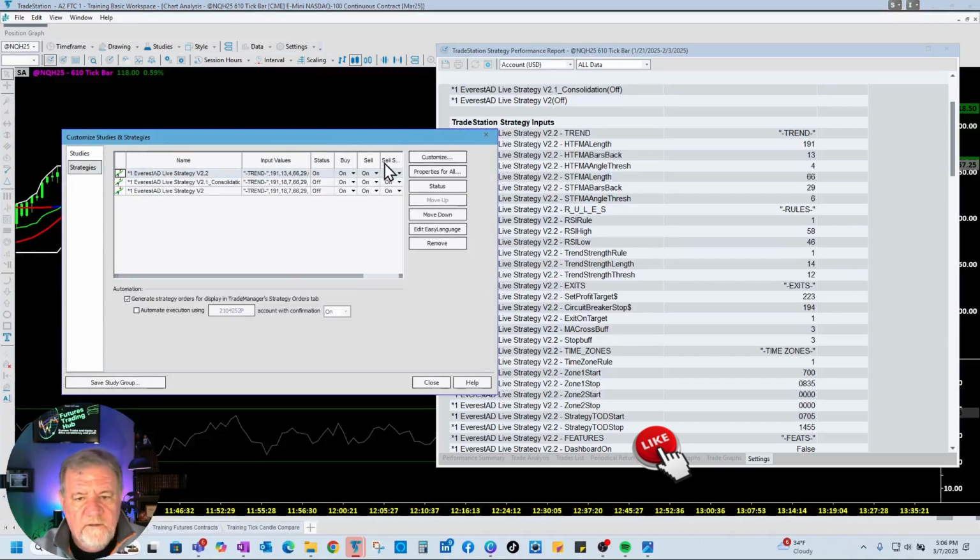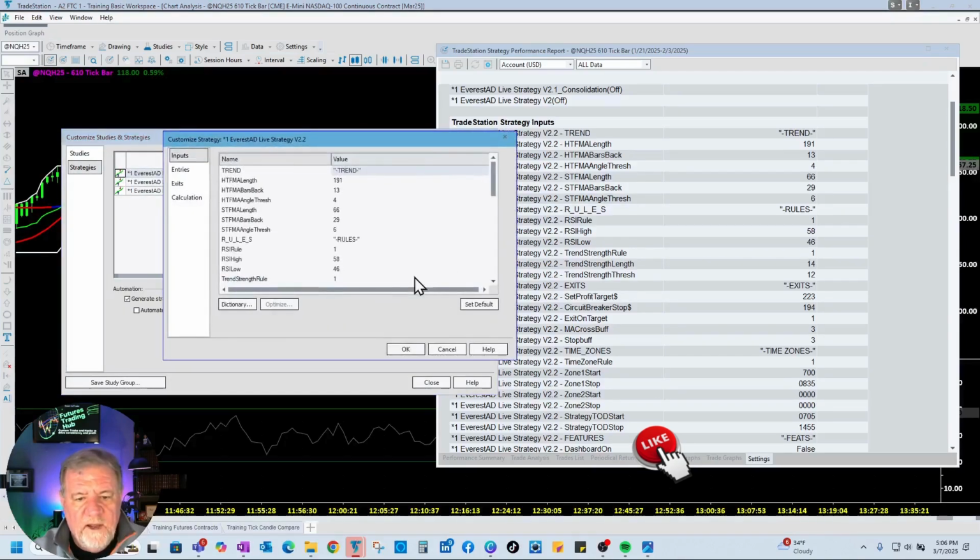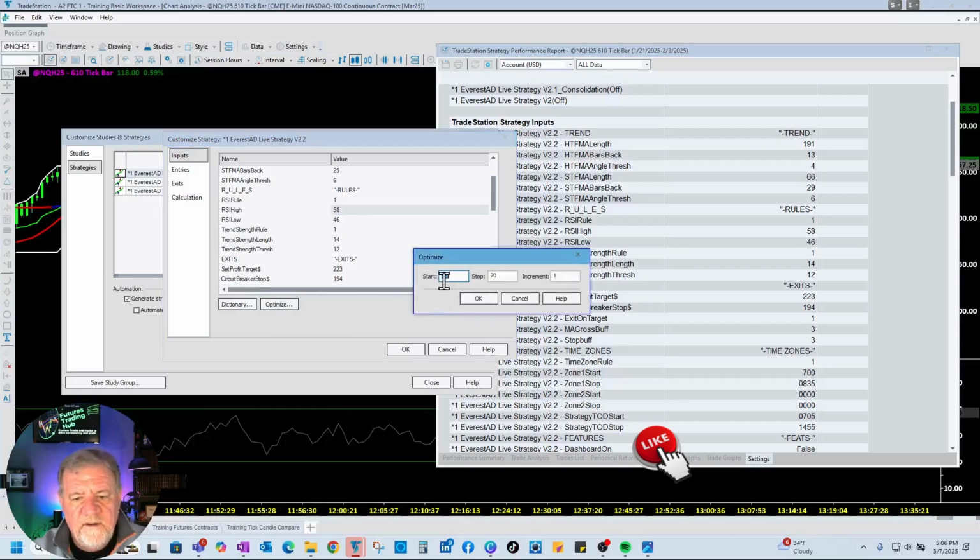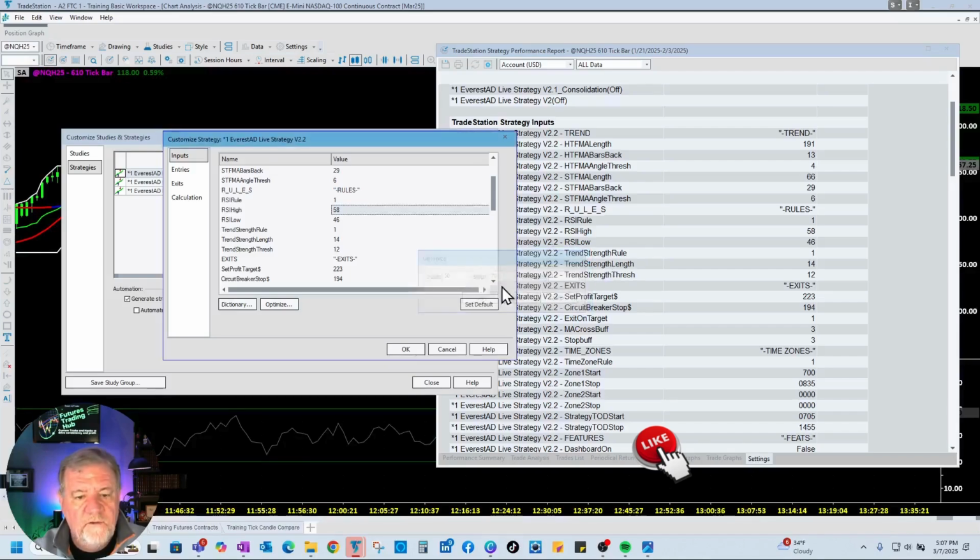Strategies, rather. I would customize. And I would come down here to where RSI rule is turned on. Then RSI high, I would optimize it and say, test everything between 50 and 70 incrementally. Do 51 and 70. Tell me what the profit and loss would be if that was 51, if it was 52, if it was 53.